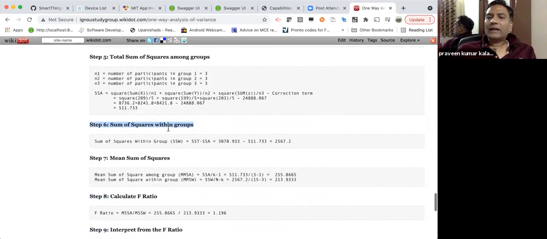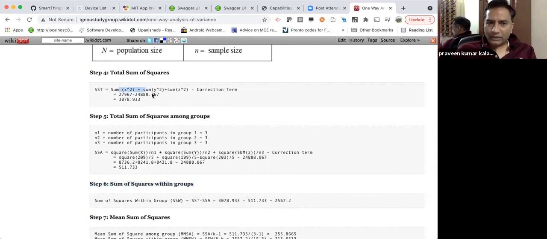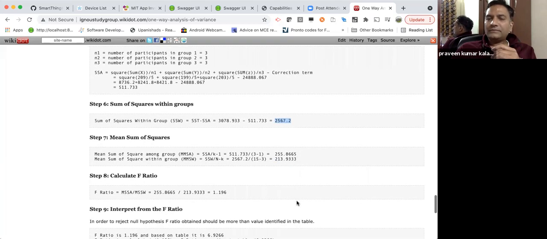Okay. So how you are actually doing in this particular case? You are taking the total sum of squares, and you are taking out what is among groups, and whatever the left out variance that is there, it is within groups. Within these groups, this is the variance that is there. Okay. So here, first thing, you find the total. Second thing, you find between the groups, and now you are finding within the groups.